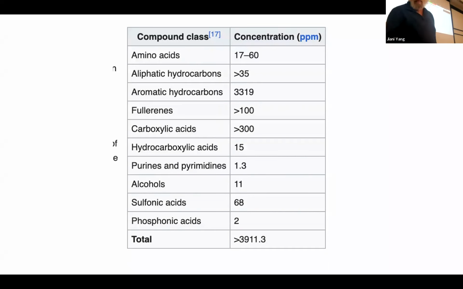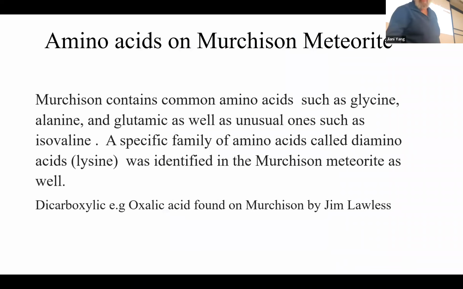Now, the major things that people have looked at, and the ones I'm going to discuss, are basically the common ones that are found. The ones they found were glycine, alanine, glutamic acid, and a number of others. There are about 10 of the biological amino acids found, and they are all DL. There's no chirality. A specific family of amino acids called diamino acids, and another set of them, which I will talk about later, are also found.